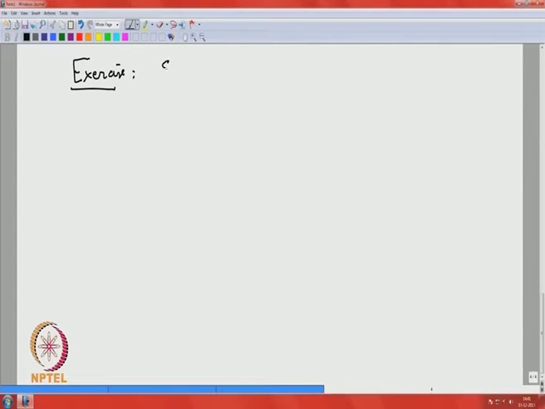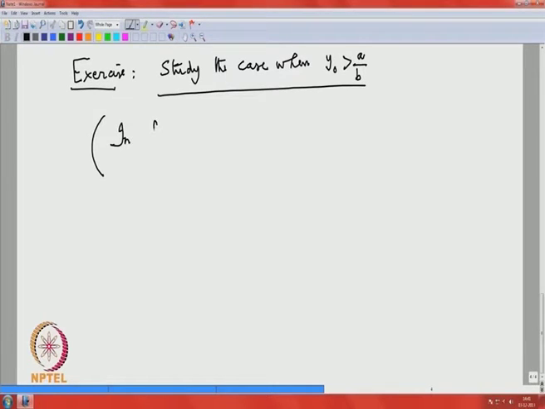Study the case when y naught is greater than A by B. This is one more problem to be studied. You can see immediately all that you can derive. In fact, dy by dt is negative and d square y by dt square is also negative.